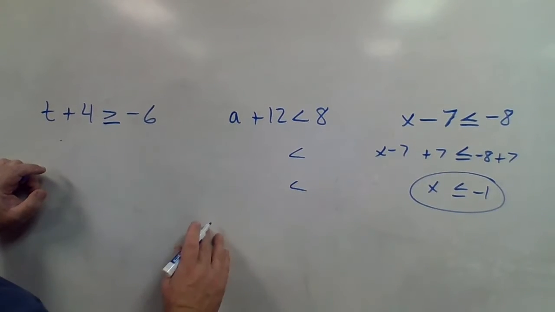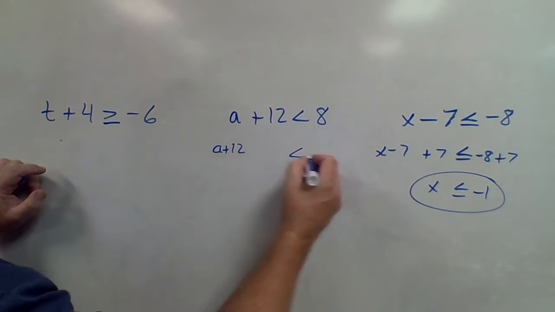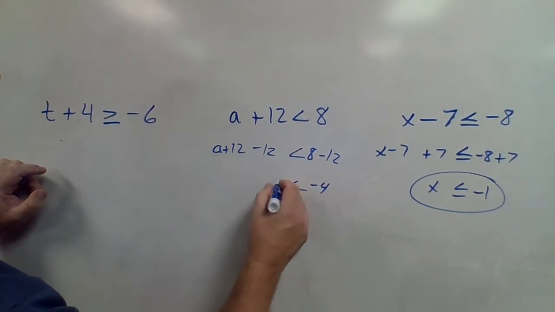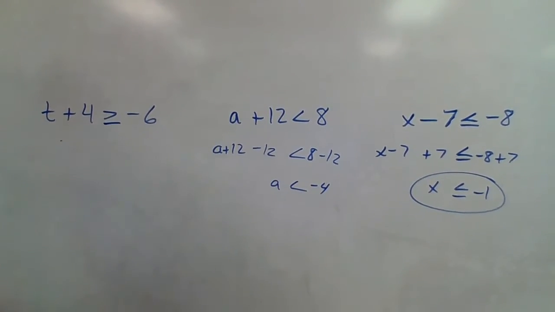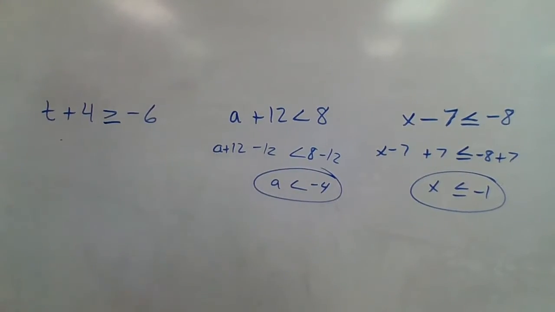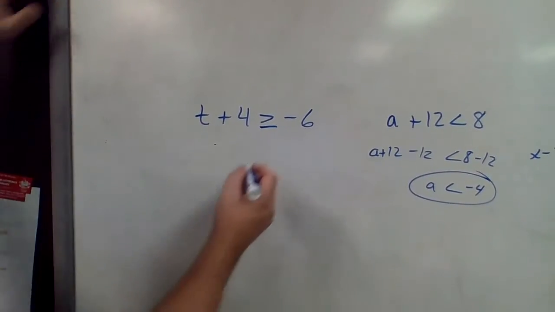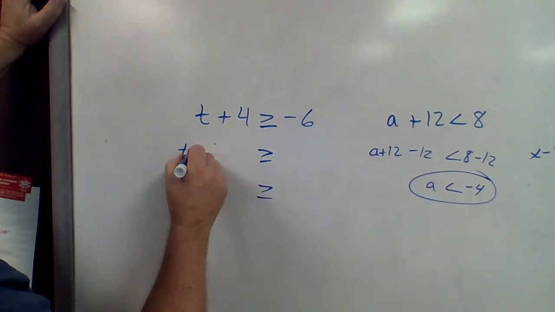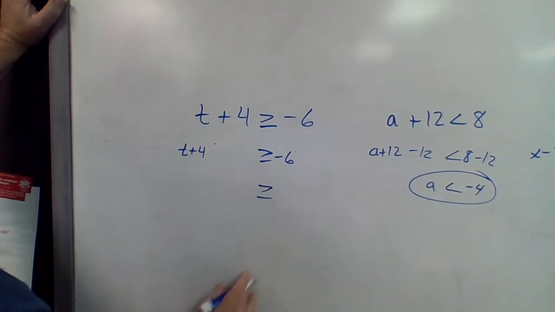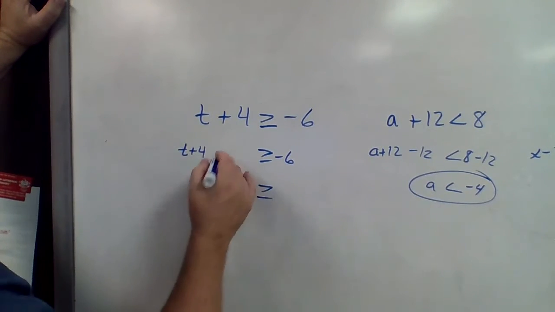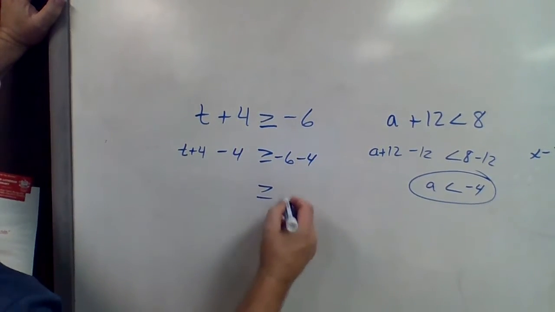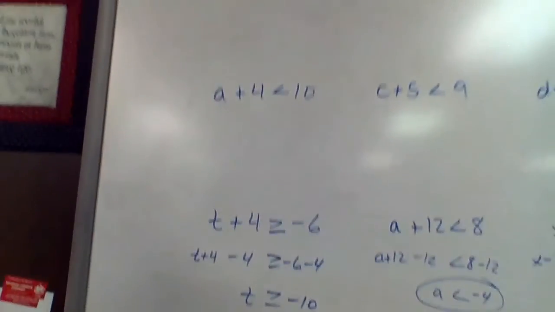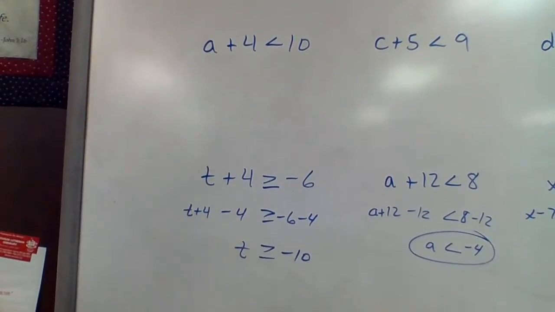Here, I'm going to write some less than symbols. I'm going to write the problem. I'm going to do the opposite of adding 12, and I get an a value that is less than -4. How about here? Going to write the symbols. Going to write the problem, but I'm going to leave some space. Going to do the opposite of adding 4, which is subtracting 4. And I get a t value that's greater than or equal to -10.